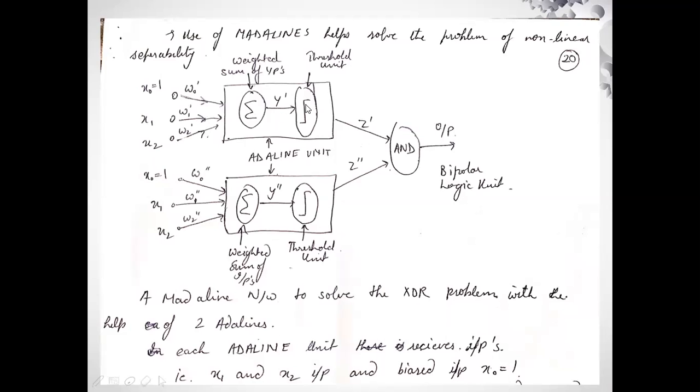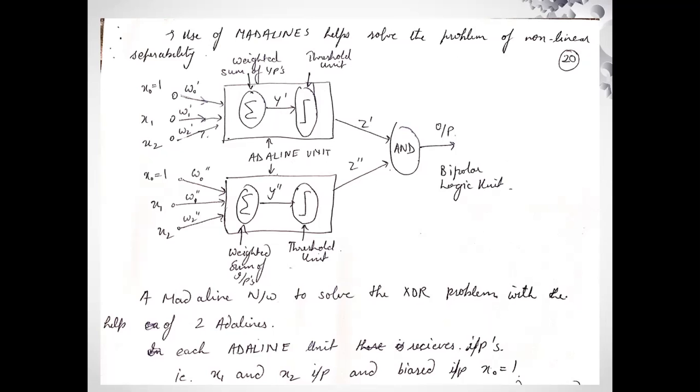Output is there. Threshold will be passed through it. Function will give it. That is function net j, and the final output will be z dash. This is the output of Adeline 1, and z double dash is the output for Adeline 2. Now we are going to perform an AND operation. We are going to put an AND operator on these two outputs, that is z dash and z double dash, and then finally we will get the final output.